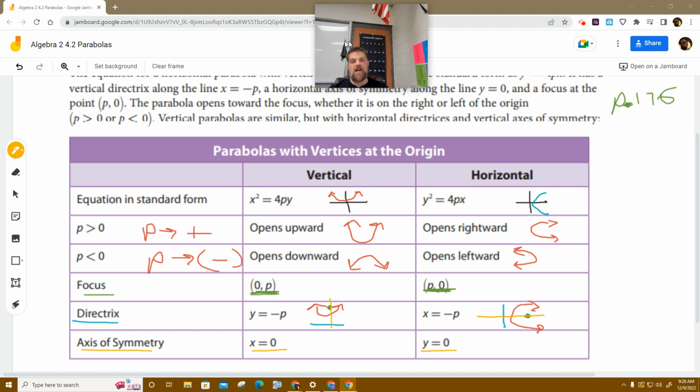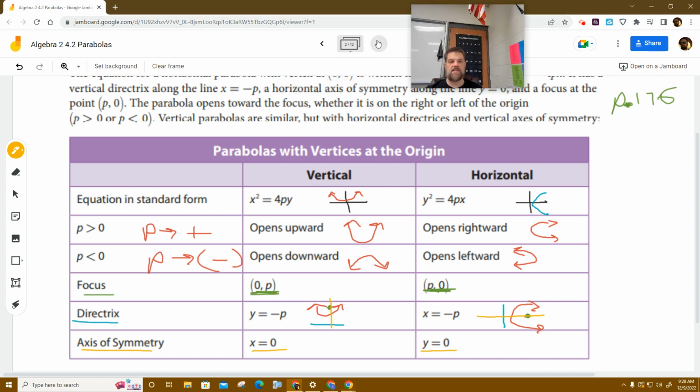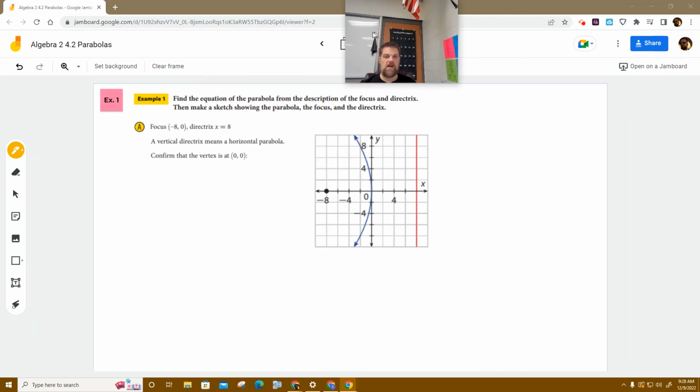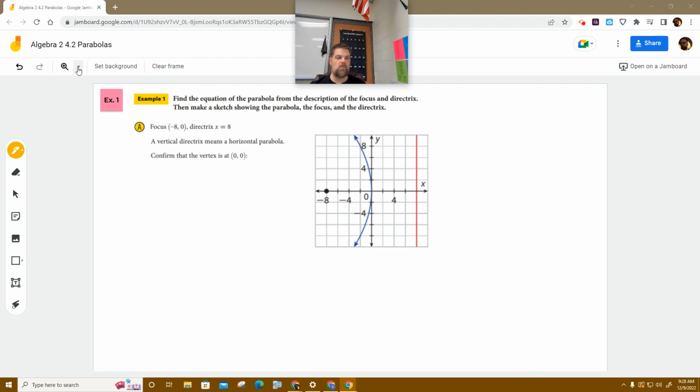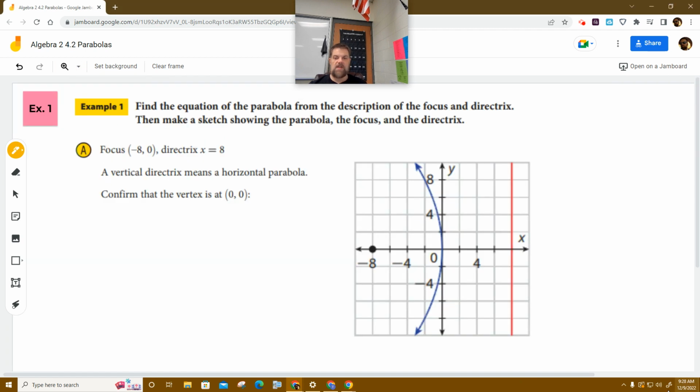So I am going to move on to the next slide. We're going to do an example problem and kind of think about it. So for example 1, we have a focus of negative 8, 0. So that's going to be right here, negative 8, 0.